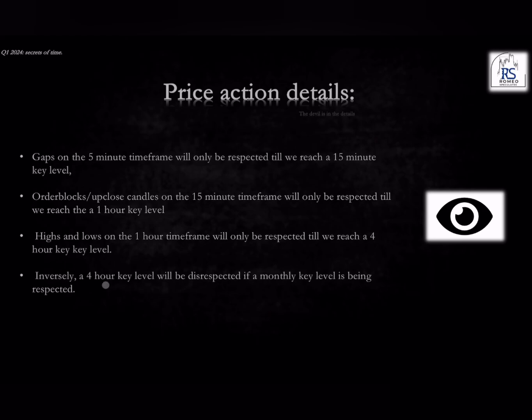Inversely, a 4-hour key level will be disrespected if a monthly key level is being respected, because in trading, everything can be inverted. Order blocks, breakers, FVGs, even concepts. A famous saying of mine is, every exit is an entry and every entry is an exit. All right? And really ponder over that. Ponder over the fact that every entry of smart money is an exit of smart money, and every exit of smart money is an entry by smart money.